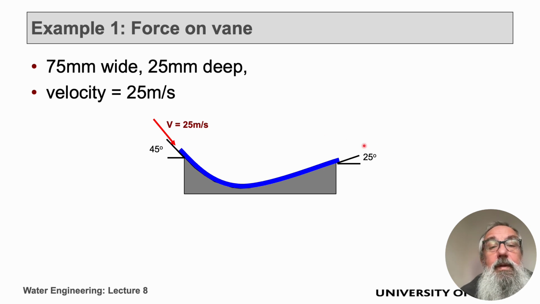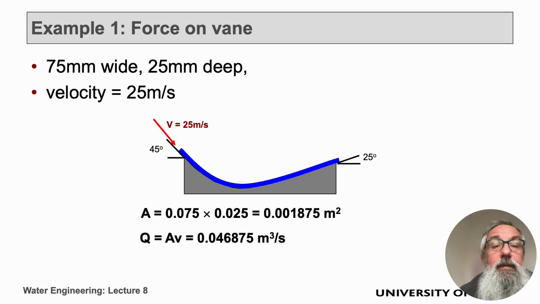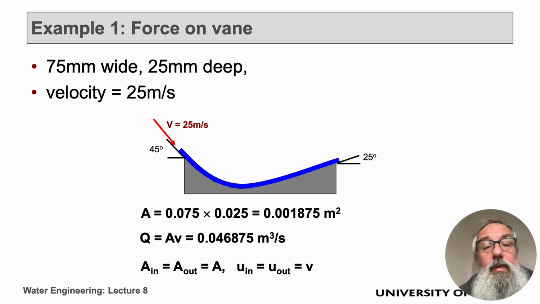We've got atmospheric pressure here, atmospheric pressure here. So it's going in at 45 degrees and coming out at 25 degrees. Area, small number. I've used 4 significant figures here. Q, I probably should have used 3 significant figures, or 4 significant figures to be consistent. Area in is equal to area out, and velocity in is equal to velocity out, so we've got a velocity at the inlet and outlet.